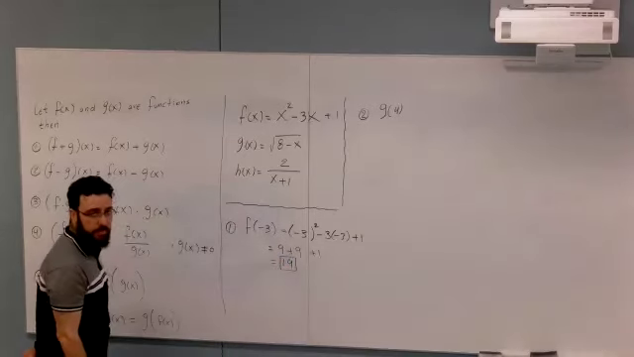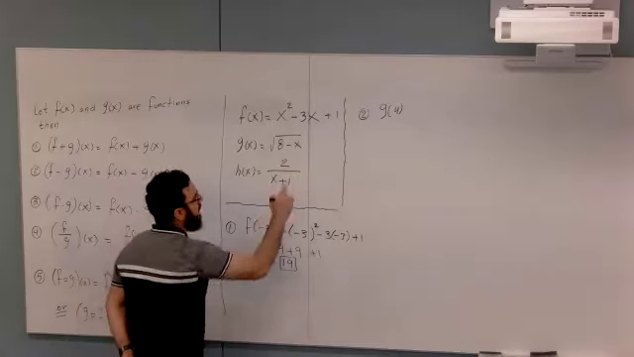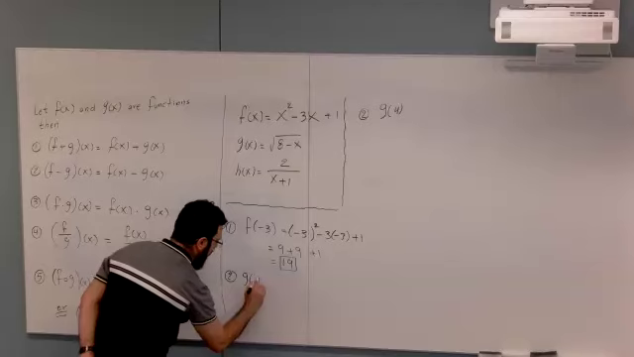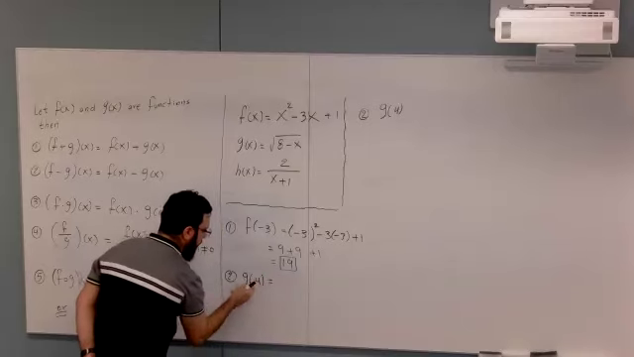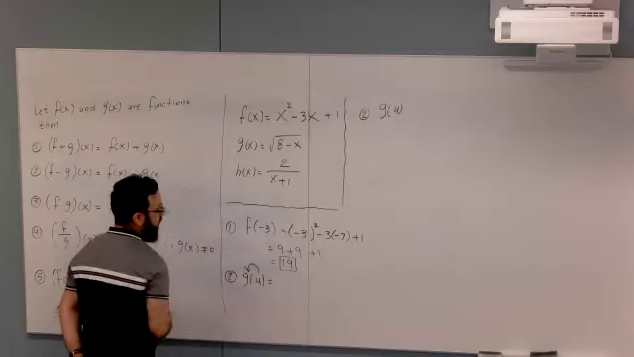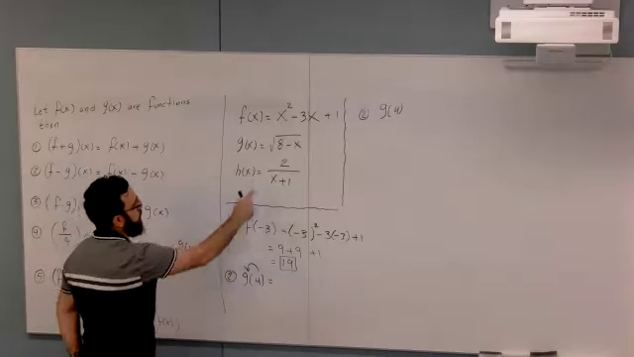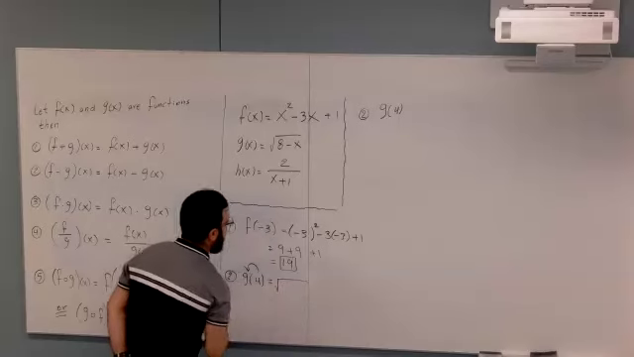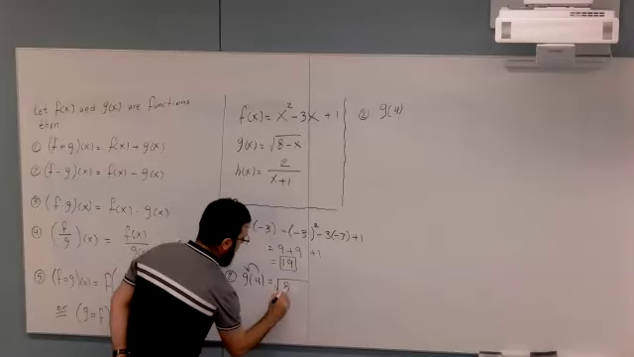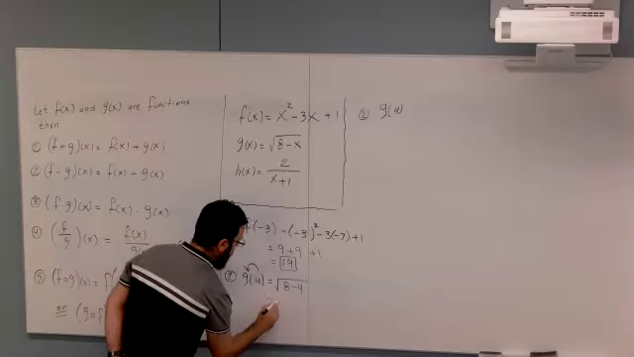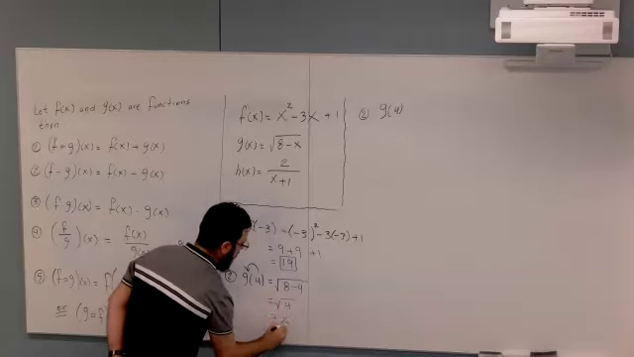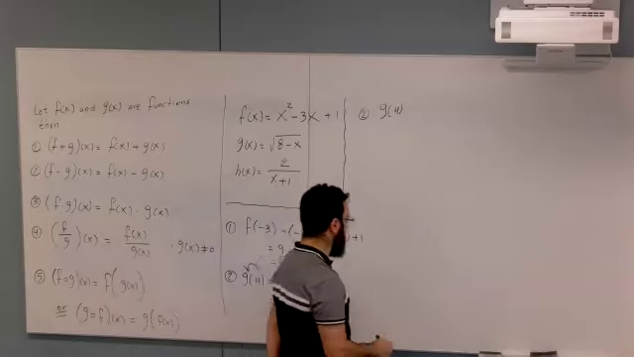Okay, we're just evaluating. The second one, it says g of 4. That means I'm going to plug in 4 where in the g function, which is here. So it's going to be square root of 8 minus 4, which is equal to square root of 4, which is equal to. Just evaluating.